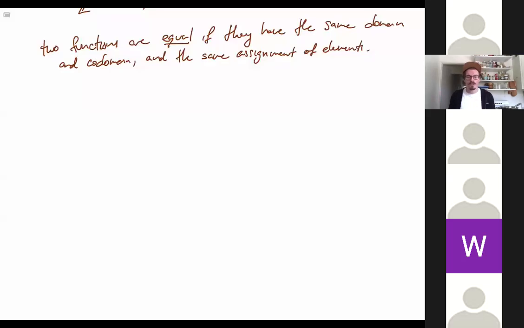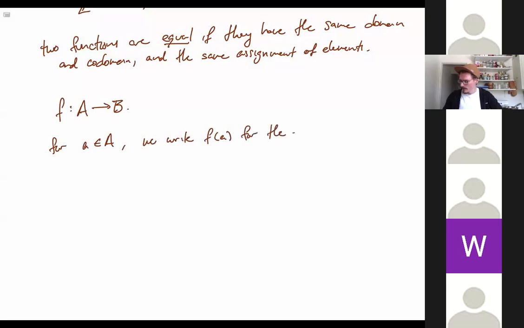So here are some more definitions and notation for functions. So let's say we have a function from A to B. If we have an element of the first set, which we'll call little a, we write f parentheses a for the element of B assigned to a.